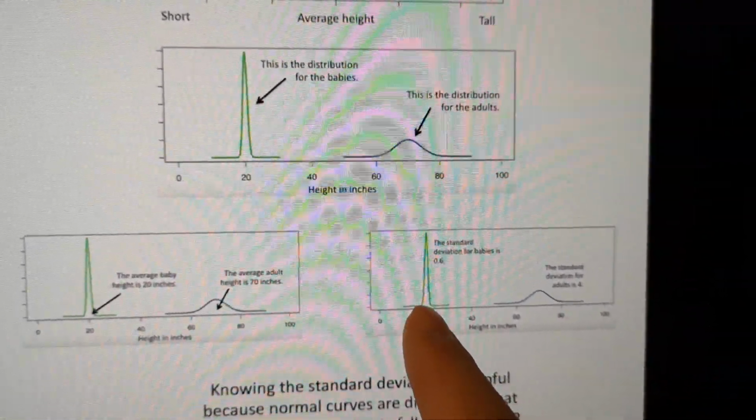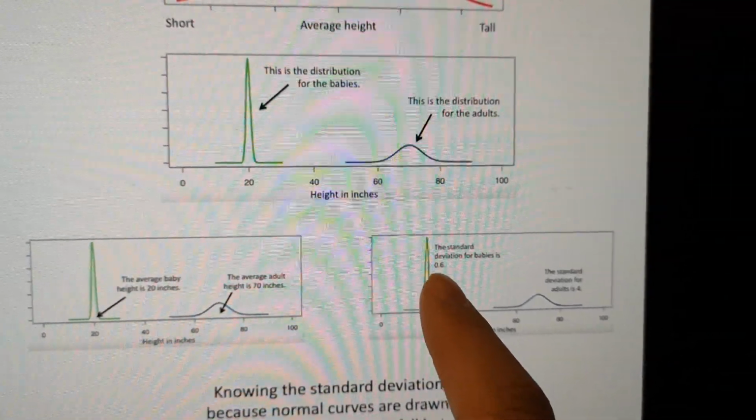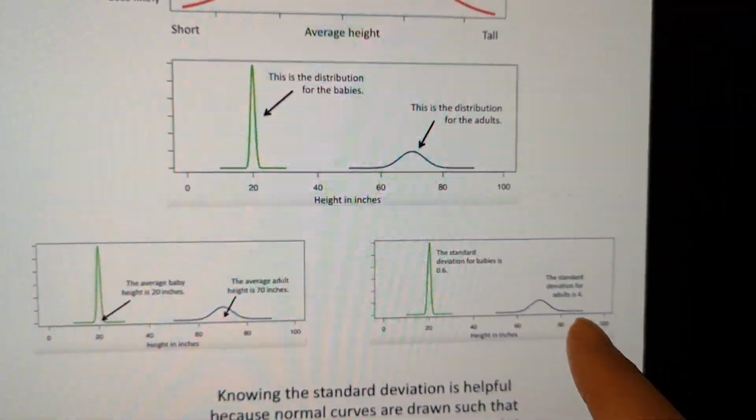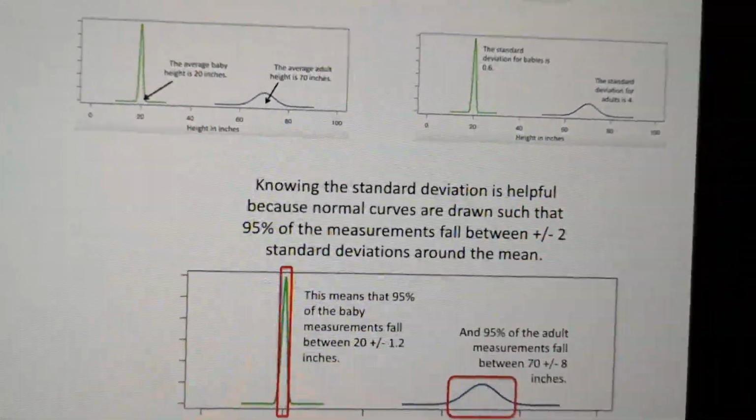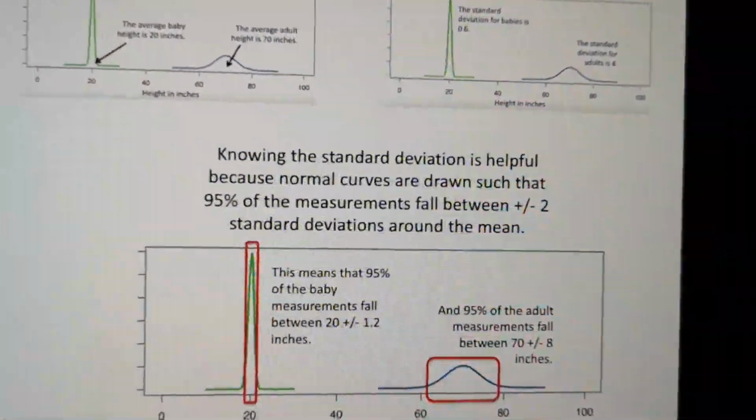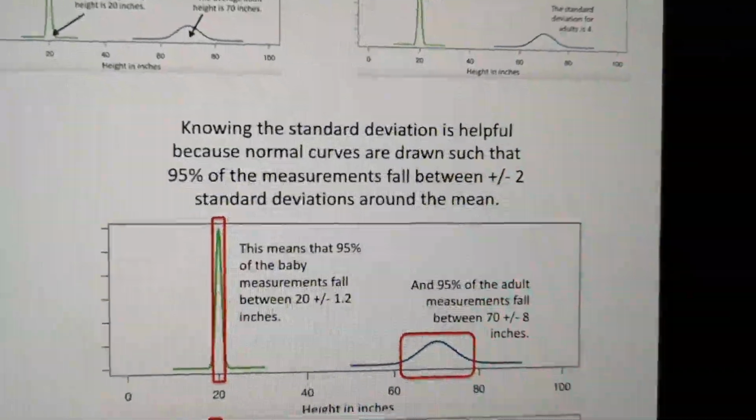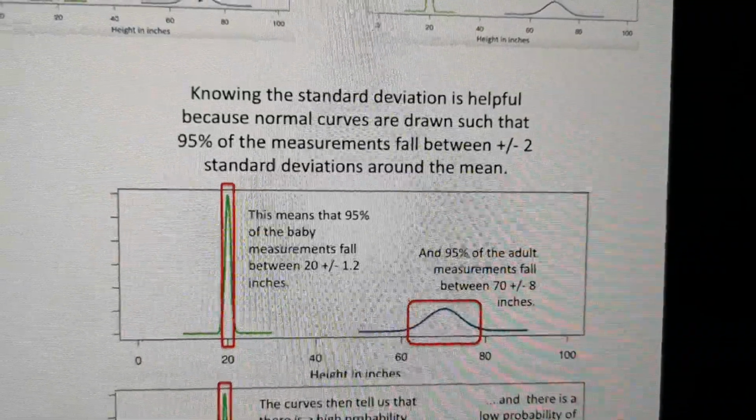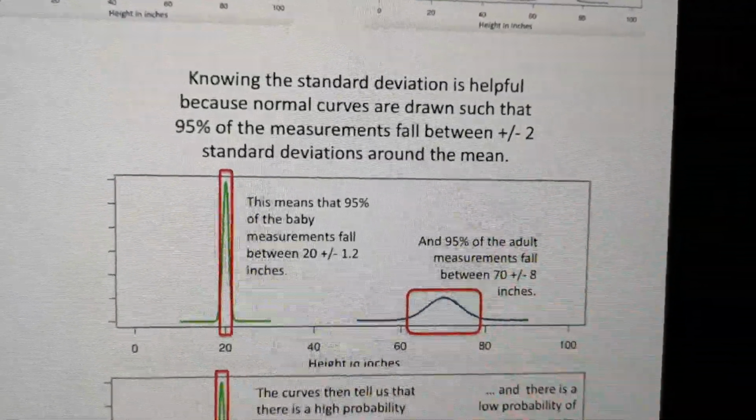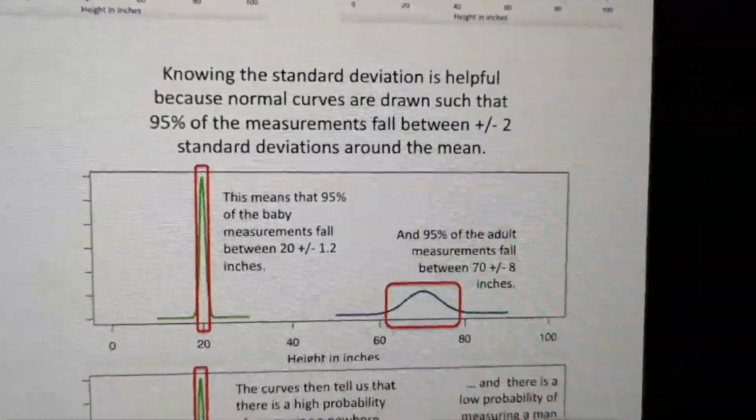This one is very narrow, very sharp, so it's 0.6. This one is flat, which is 4. So knowing those, the standard deviation is very helpful, because for normal curves, we know that about 95% of the measurements fall between plus and minus 2 standard deviations around the mean.